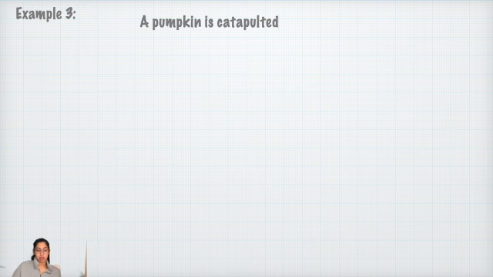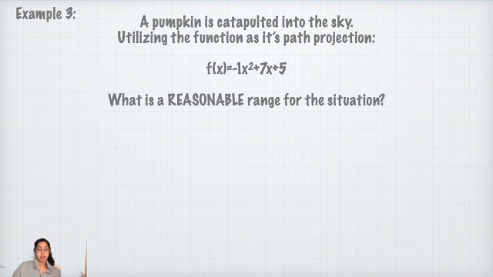Example 3. A pumpkin is catapulted into the sky utilizing the function as its path projection. So f of x equals negative 1x squared plus 7x plus 5. What is a reasonable range for the situation?